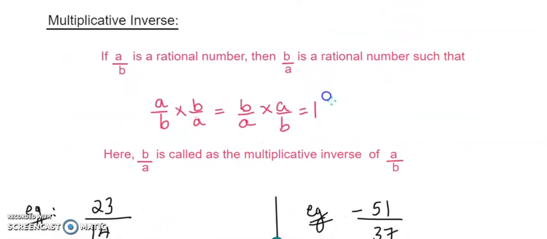Whereas in multiplicative inverse, you flip the rational number. When I say flip, it means you change the numerator to the denominator and the denominator to the numerator. That means if I am given a rational number a by b, flip means shift the b to the numerator and bring the a to the denominator, and that becomes the multiplicative inverse. And when you multiply these two rational numbers, you will get 1 as the answer. So b by a is the multiplicative inverse of a by b, or a by b is the multiplicative inverse of b by a. Just flip it. No change in the sign. The sign will remain the same.